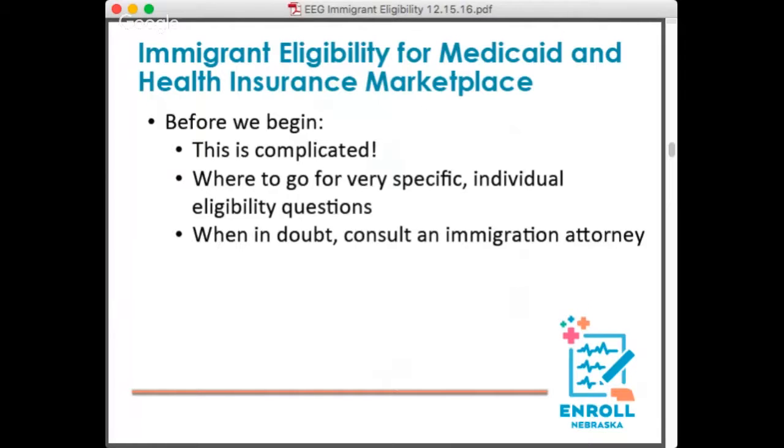Lastly, if you are worried that applying for insurance or making a statement about a person's immigration status could affect or make things difficult for them in the immigration context, please consult an immigration attorney. This isn't meant to serve as legal advice for immigration-related issues. I will mention some of the rules around what information can be disclosed by the marketplace at the end. And so I think that will address some of those concerns, but when in doubt, talk to an immigration attorney. Okay, let's dive into Medicaid.